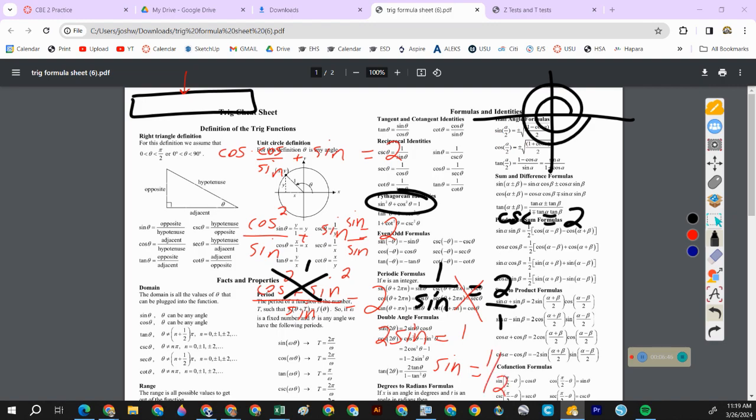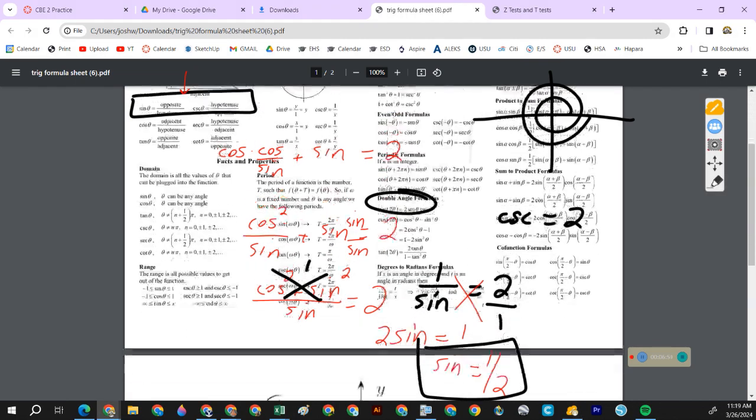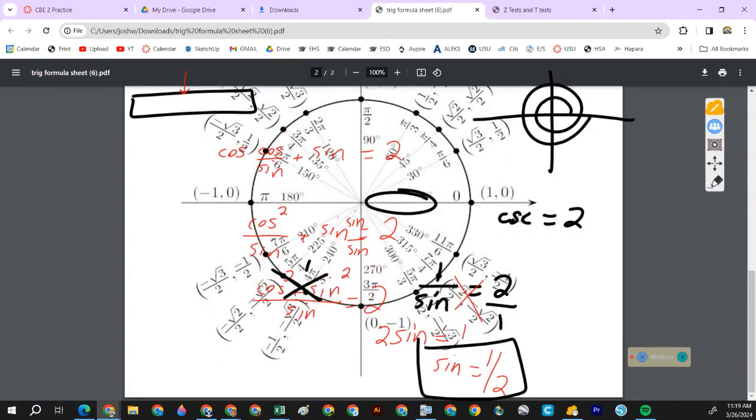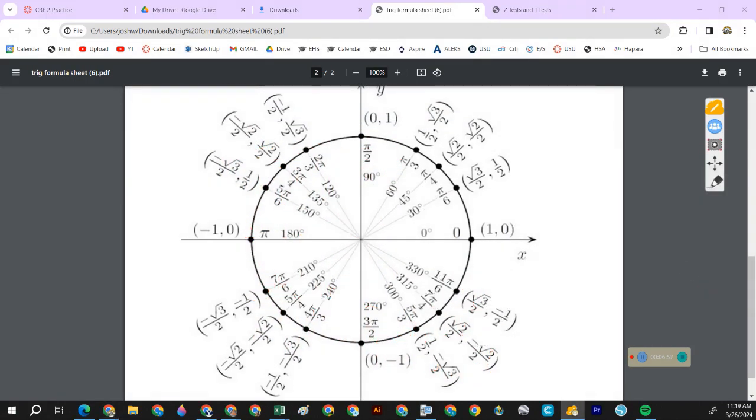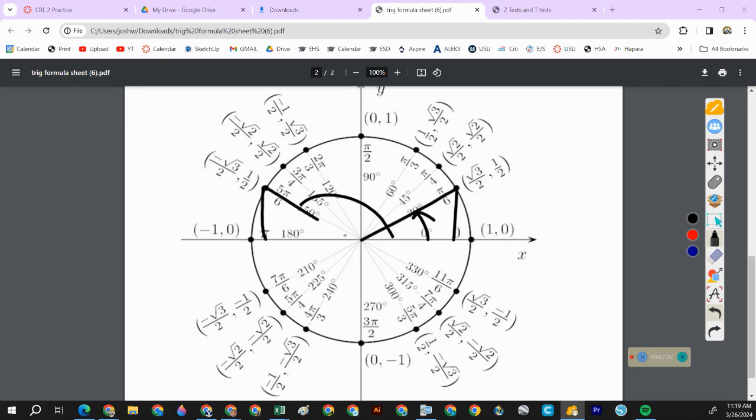And that's nice because these numbers are in the unit circle. So we go to our unit circle. Where is the sine equal to 1/2? So that would be a y value equal to 1/2. So pi over 6 and 5 pi over 6.